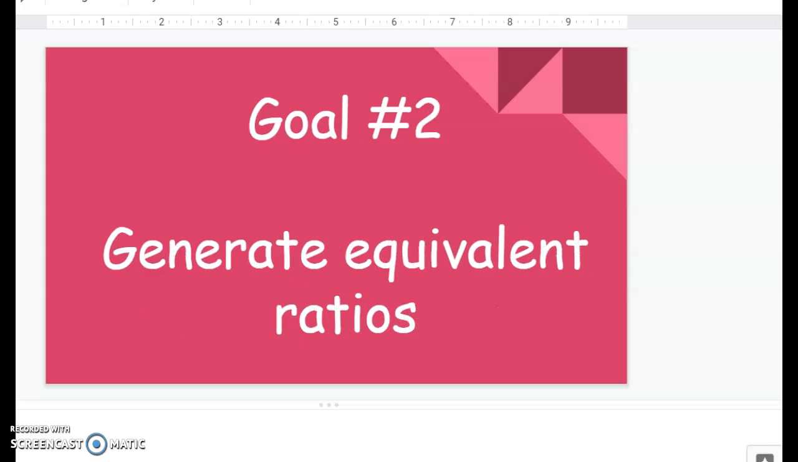Goal 2 is generate equivalent ratios. There are going to be questions asking you how many coins would equal another coin. For example, tell me how many nickels equal a quarter. If you said 5, you are correct. 5 nickels is equal to 1 quarter.